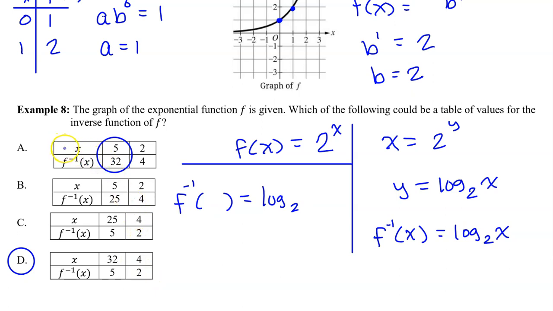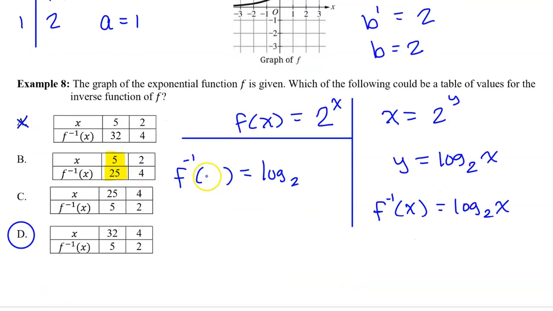Let's look at one of the other answer choices for comparison. For example, option A has the input-output pair 5 and 32. That means if I do f inverse at 5, I should get 32 for the answer. However, f inverse at 5 would be log base 2 of 5. And then you're supposed to ask yourself, 2 to the what power is equal to 5? Well, there's no power that turns 2 into a 5. So you know that A is not the answer.